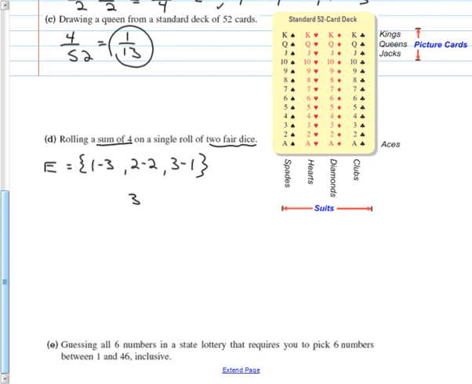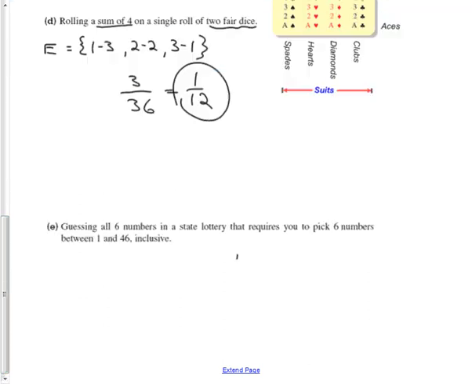Now we need to know how many total ways I can roll. 6 and 6. There's 6 things here, 6 things here. 6 times 6 is 36, and 3 out of 36 reduces to 1/12. There's the probability of that one.